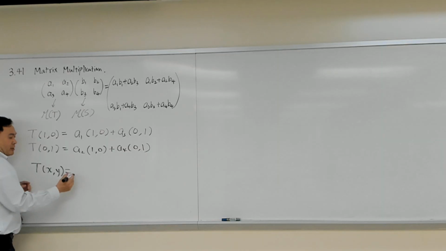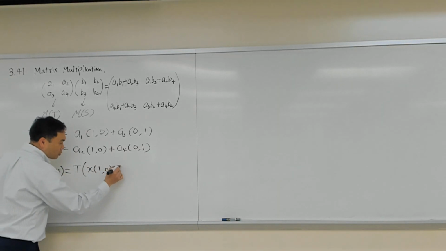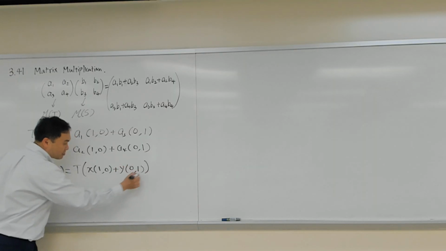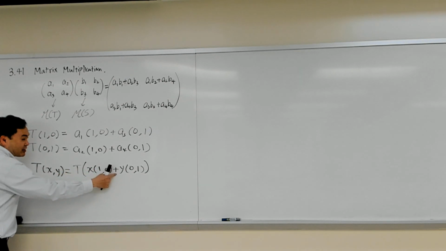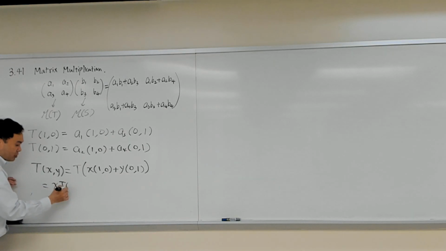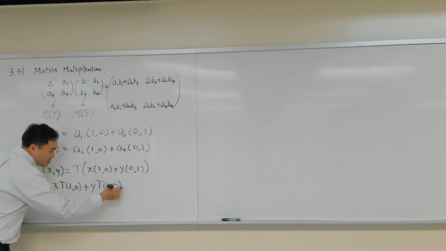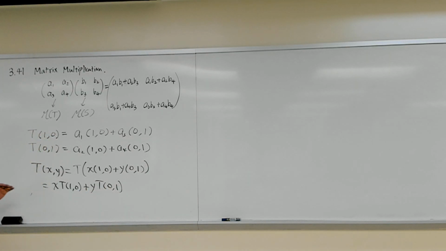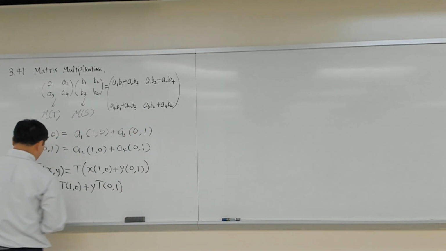What is T of (x,y)? This is x times (1,0) plus y times (0,1). Isn't that right? Okay. And because T is a linear map, it has additivity and also homogeneity, so you end up with x times T(1,0) plus y times T(0,1). Isn't that right? Okay, now what is T(1,0)? We have it here, right? So that tells us we get, let's see, what do we get?